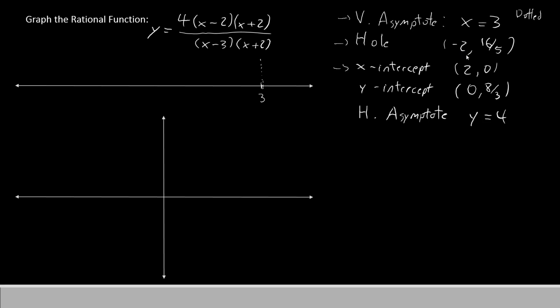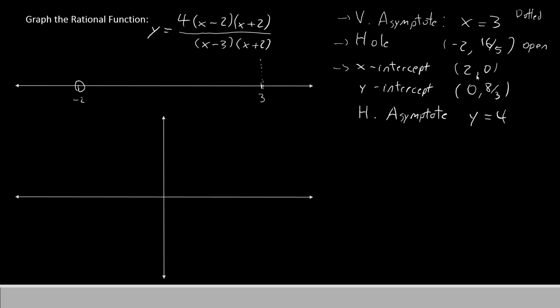Let's also put my hole on there. I've got negative 2 comma 16 over 5. I'm more interested in the x value right now, so we'll go over here to negative 2, somewhere over this way. Looks good. And this is going to be an open circle because, of course, it's not really part of the domain. So we'll draw an open circle right there.